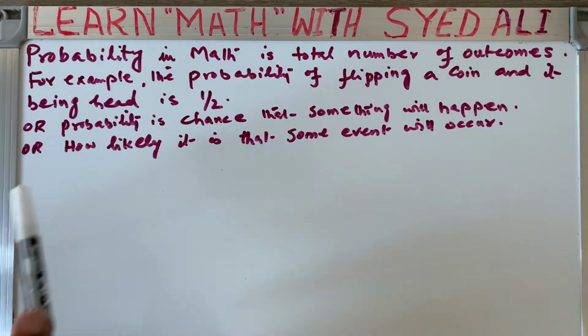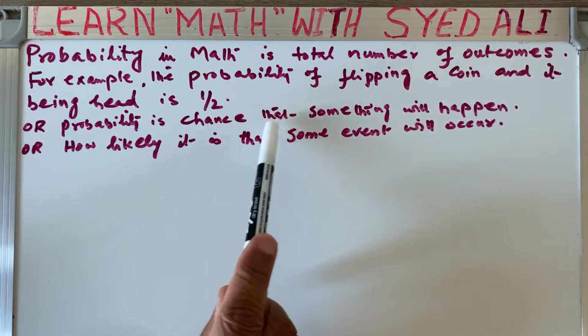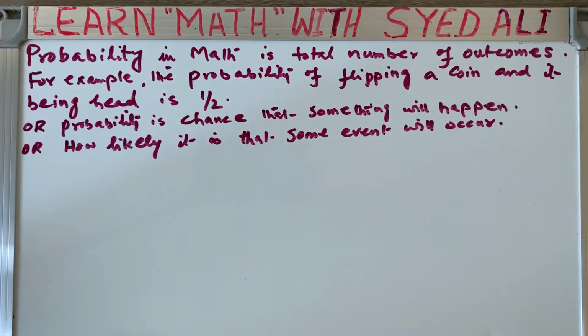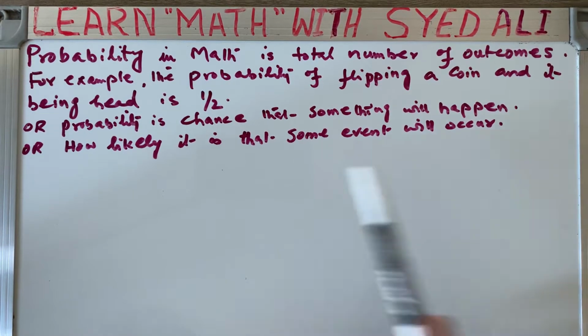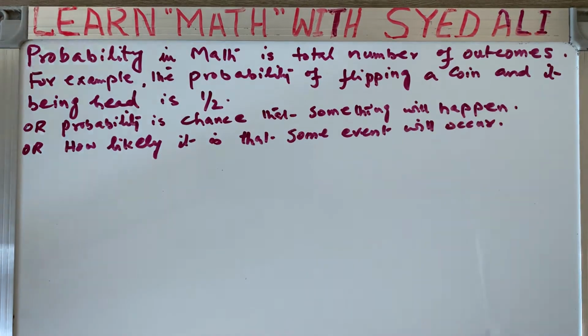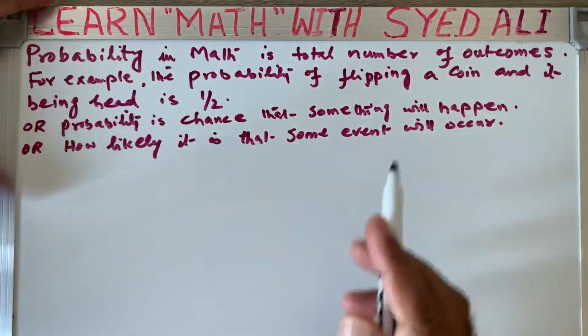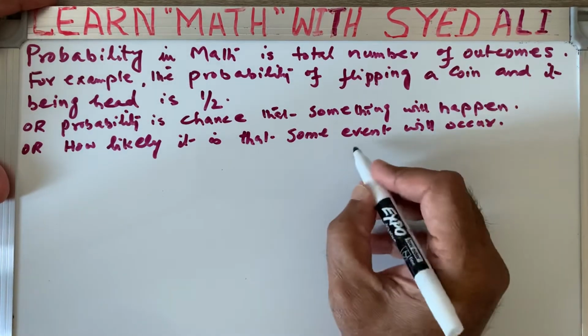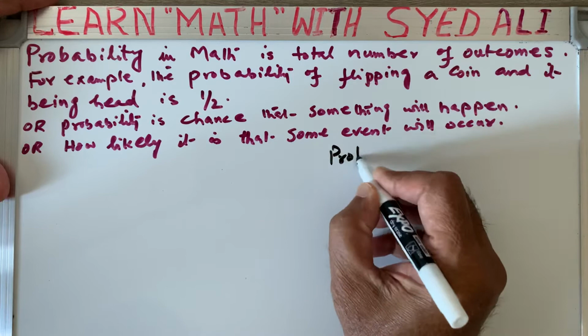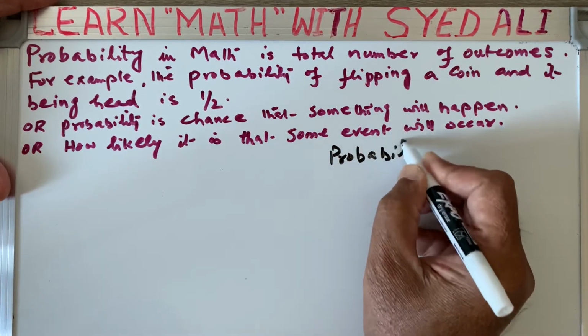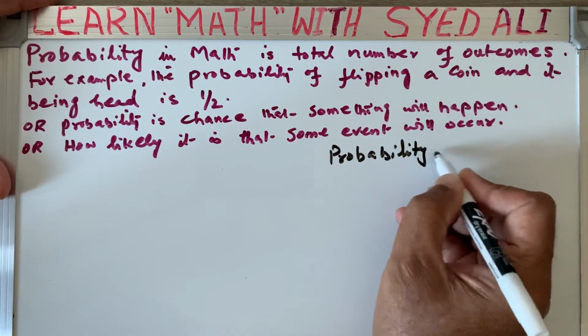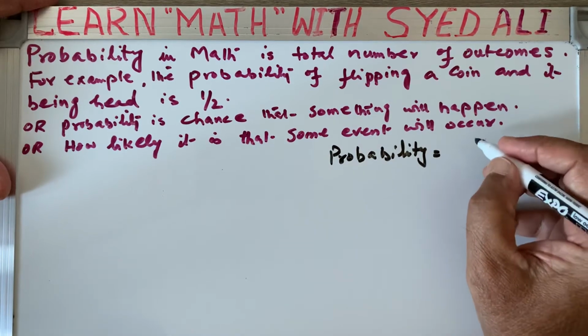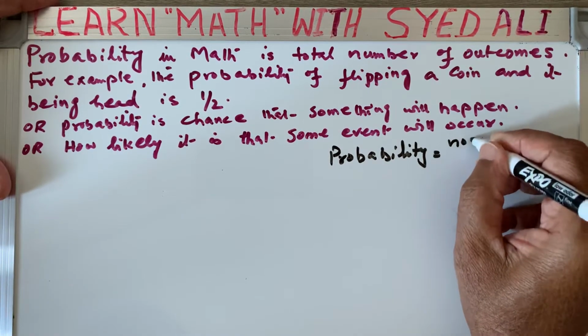Or we can say probability is the chance that something will happen, or how likely it is that some event will occur. So these are all different phrases. We can define probability in several ways. But what we learn is that probability, you have to remember this, is equal to the number of favorable outcomes.